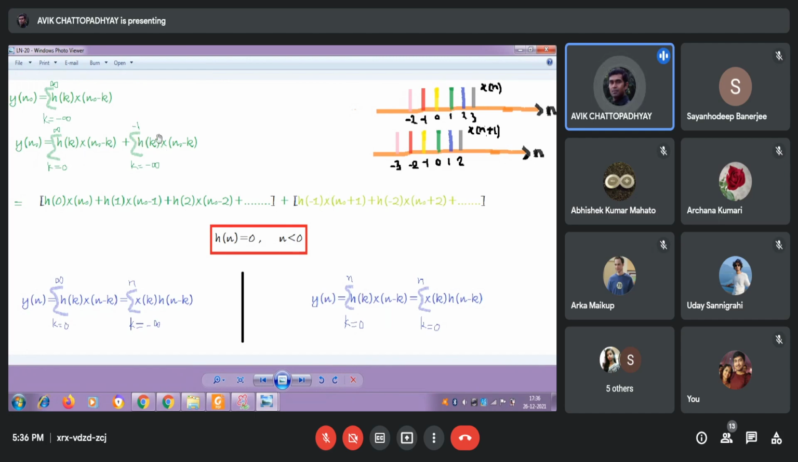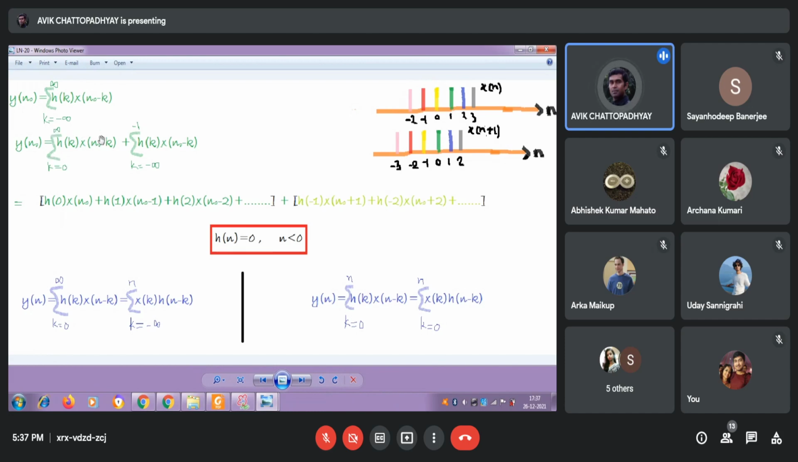Similarly, here also, if you put k equals to minus 1, then it will be h of minus 1, x of n naught minus of minus 1. That means plus 1. Are you getting the point? x of n naught plus 1, that means the future. This part, future, n naught plus. If you put k equals to minus 2, that is n naught plus 2. That's the future. And here 0 means the n naught, the present, and n naught minus 1, minus 2, and all the past.